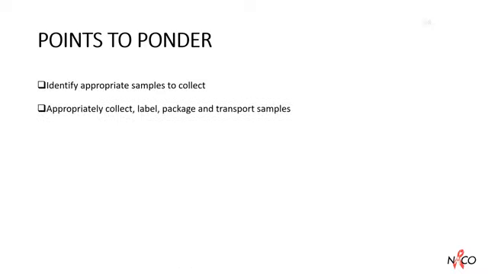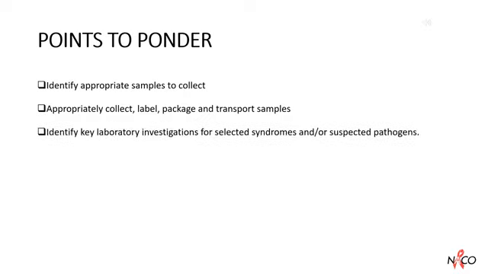As we come to the end of the topic, you should be able to investigate an outbreak by identifying the appropriate samples to collect. You should be able to understand how to collect, label, package, and transport the samples. Identify key lab investigations for selected syndromes and suspected pathogens.